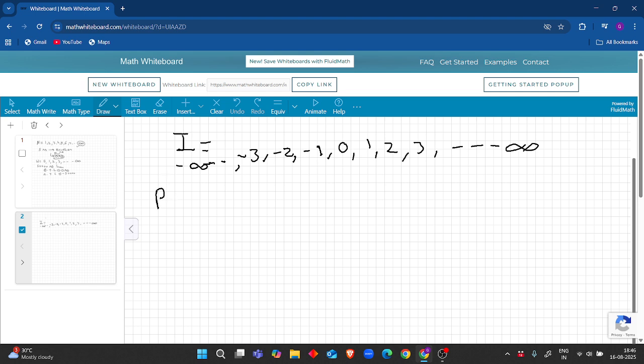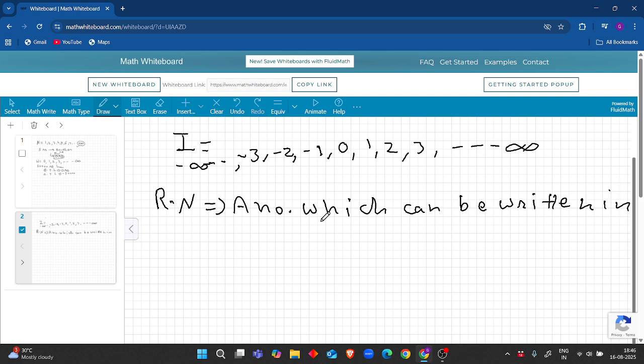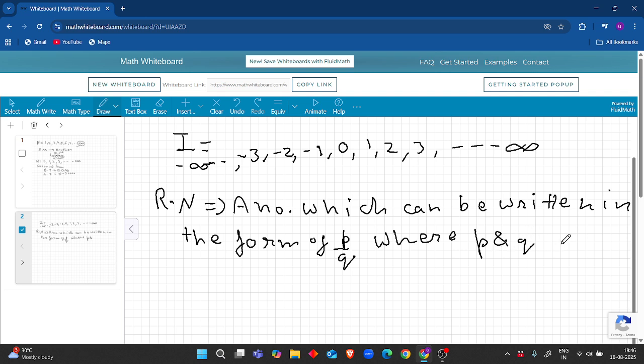The definition of a rational number says: a number which can be written in the form of p by q, where p and q are integers and q not equal to 0.